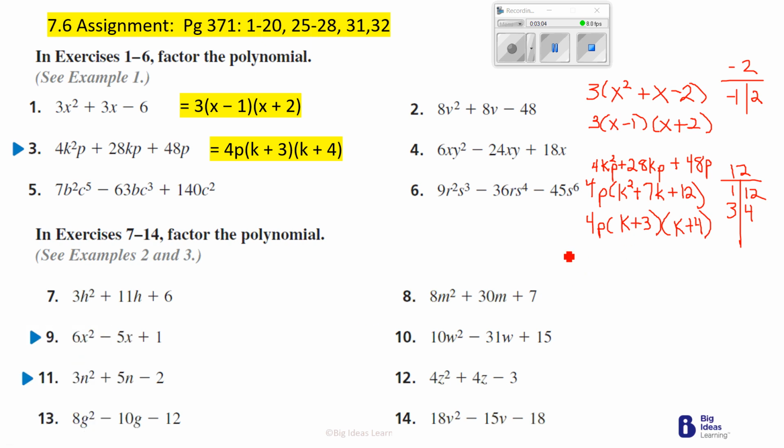Number 5 says I'm going to factor out, well, you see I've got 7b to the second power, c to the fifth power, minus 63b c to the third power, wow. And then we got plus 140c to the second power.